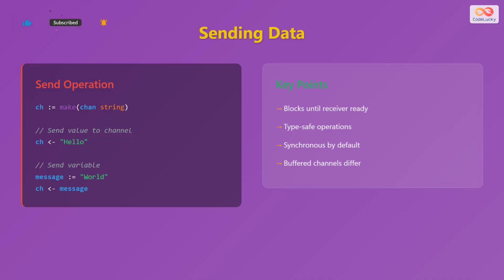message := "world", then ch <- message. Here are a few key points to consider when sending data through channels. Send operations are blocking until a receiver is ready to receive the data. Channels ensure type safety, so you can only send data of the type that the channel was created for. Channels are synchronous by default, meaning that both the sender and receiver must be ready for the communication to occur. Buffered channels behave differently from unbuffered channels.